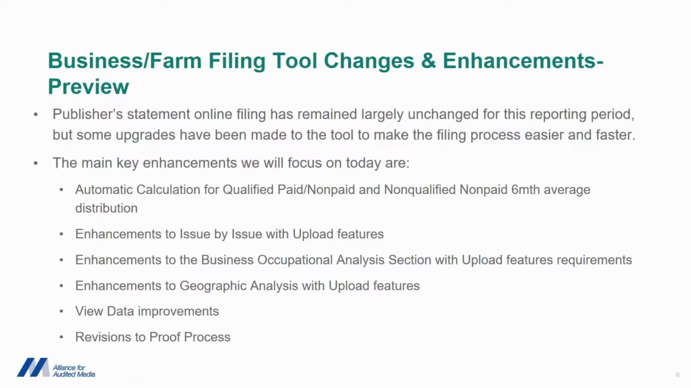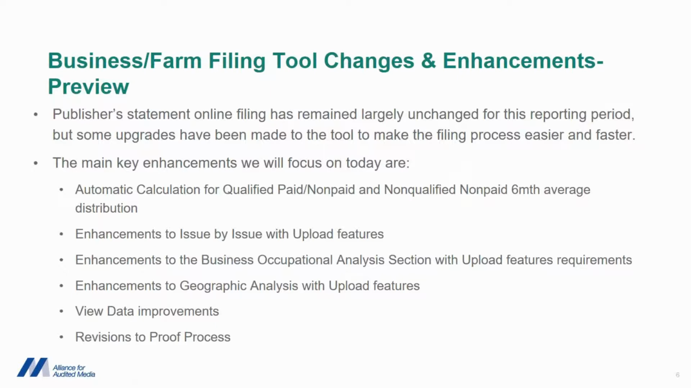Some of the key enhancements that have occurred: there is now an automatic calculation for qualified paid and non-qualified distribution, so your 6-month average is automatically calculated for you. We have major enhancements to the issue by issue, and one of the main features is an upload feature, which I will go over in detail. Also, there have been major enhancements to the business occupational analysis section, also referred to as BOA. We have also added upload features for this, so there is a new way of submitting your business occupational analysis.